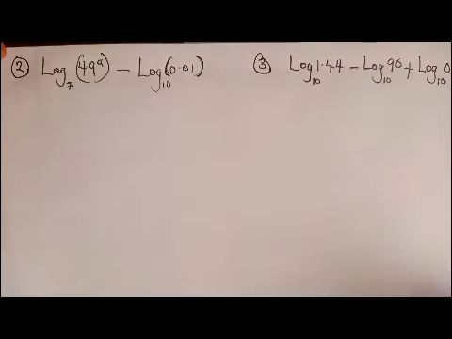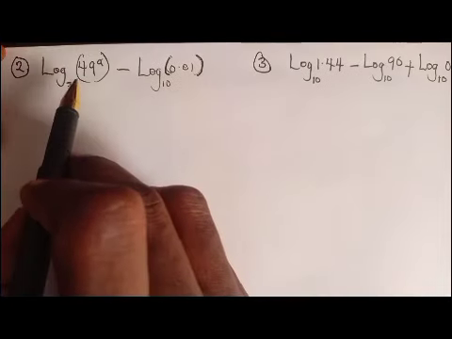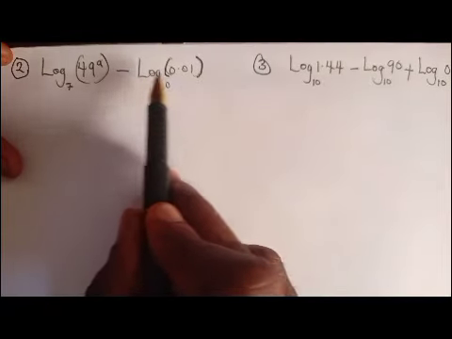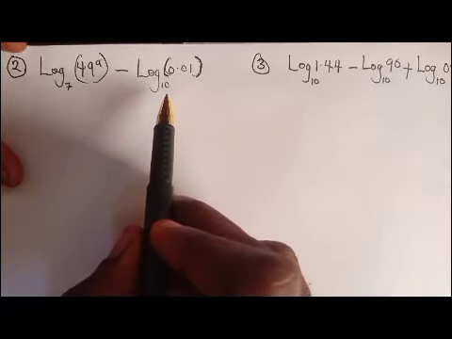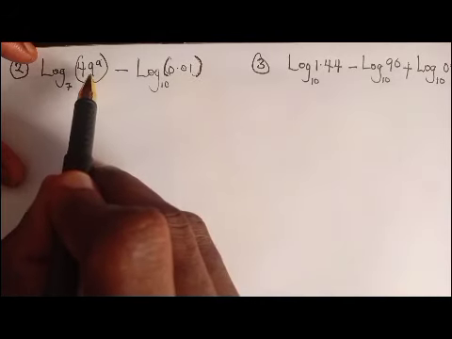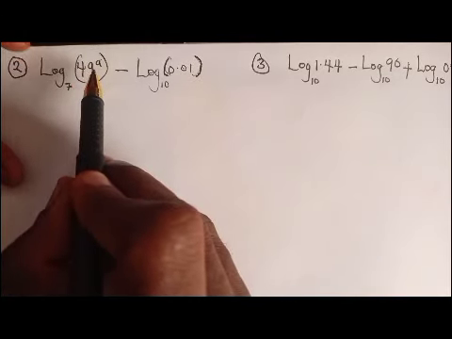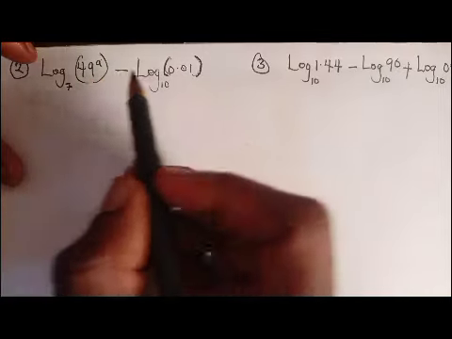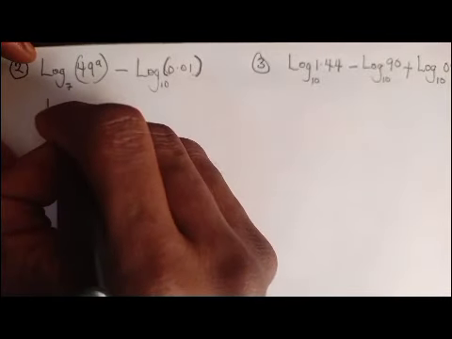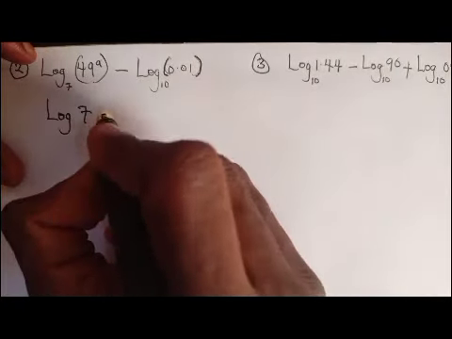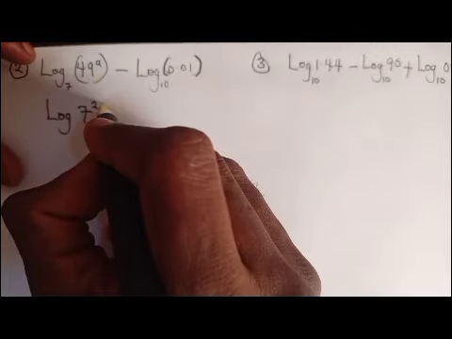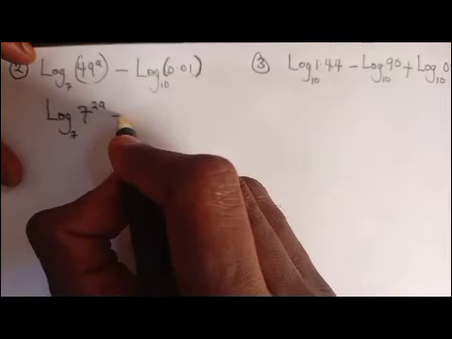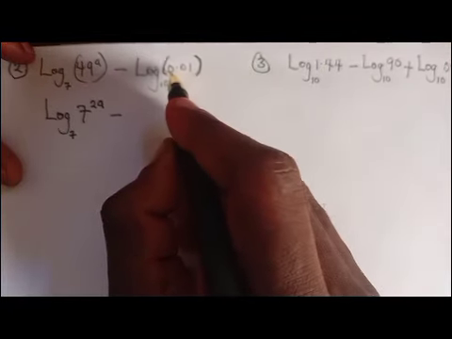The next problem we'll try to simplify is saying log 49 raised to power a in base 7 minus log 0.01 in base 10. In trying to simplify this, 49 is actually a perfect square, so I can take it to 7 raised to power 2. So I'm going to write log 7 raised to the power of 2, and of course, multiplied by a. So log 7 raised to power 2a in base 7 minus, well, this is log 0.01.